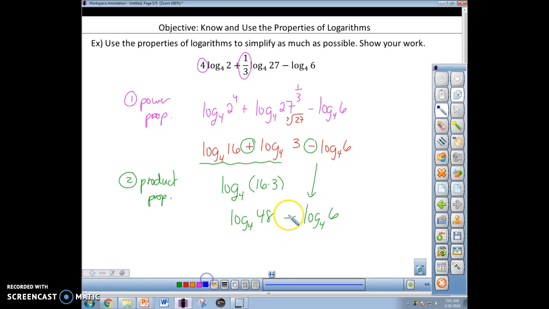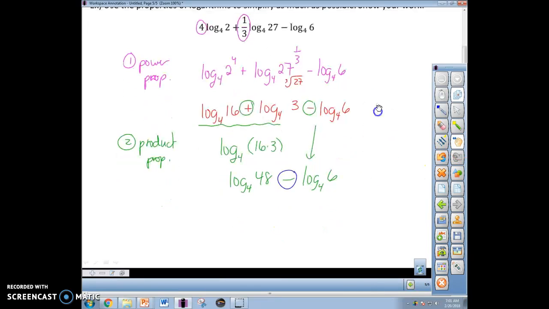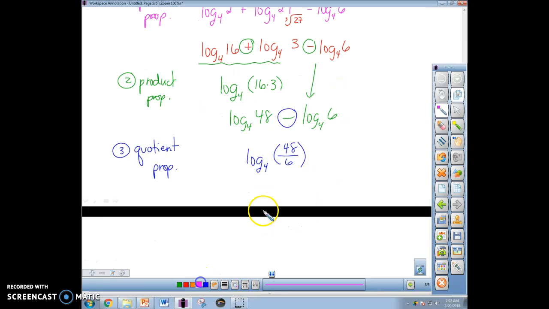So now we'd move on to the minus situation. And that now tells us that we will use the quotient property of our logarithms. And rewrite this as log base 4 with a new argument where we divide the original arguments, 48 and 6. And this will give us log base 4 of 8.